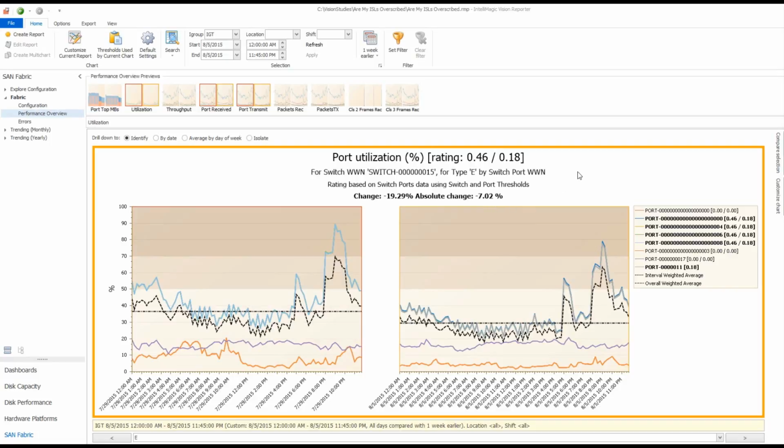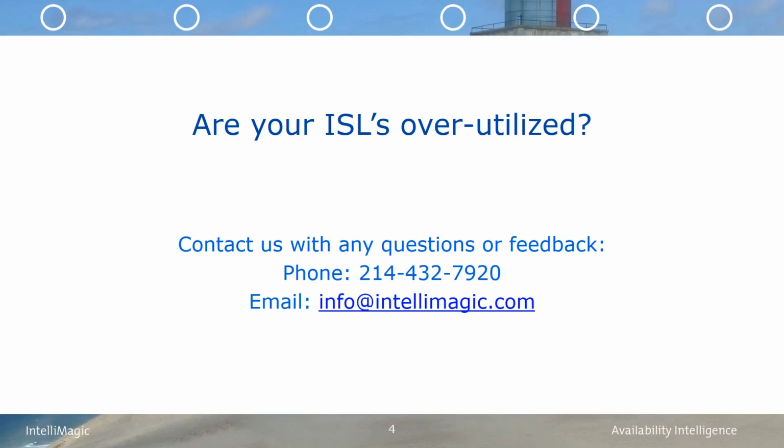While it did not resolve all the issues, adding the additional ISL improved the performance and reduced the number of buffer credit errors per second during the peak periods. In this brief video, we demonstrated that IntelliMagic Vision for Fabric was able to identify high ISL port utilization that, once addressed, resulted in a significant reduction in the overall utilization and buffer credit shortages on the ISL ports affected.